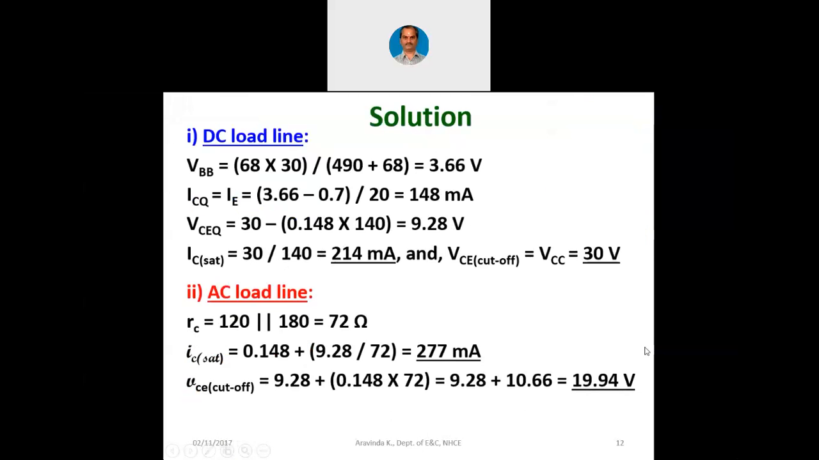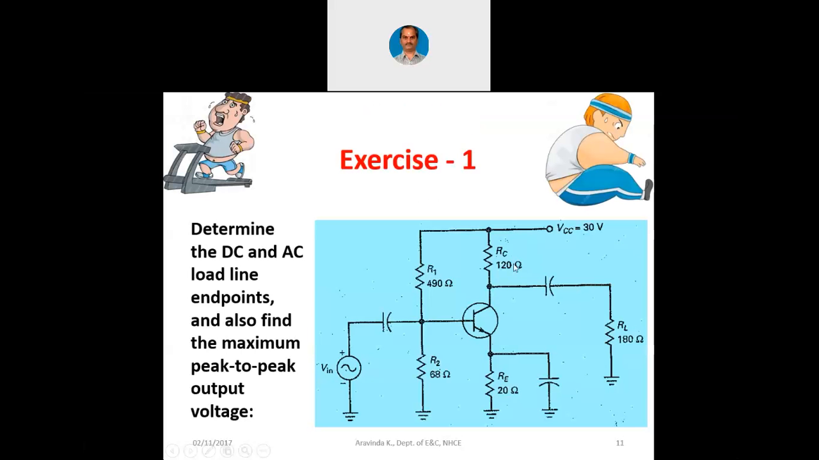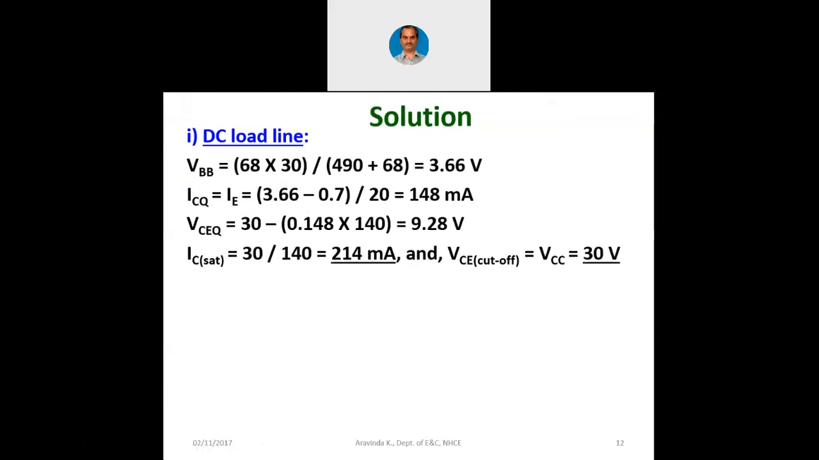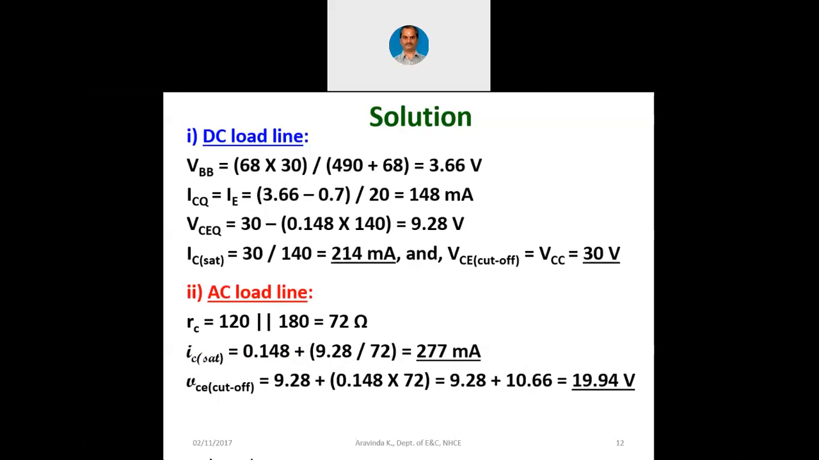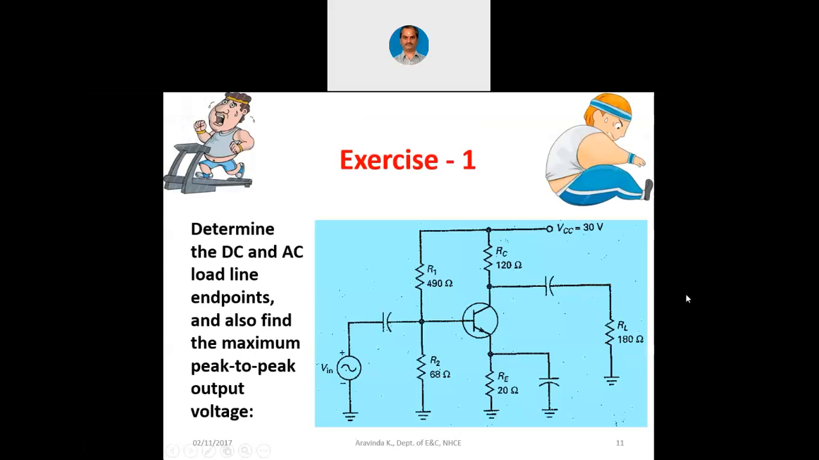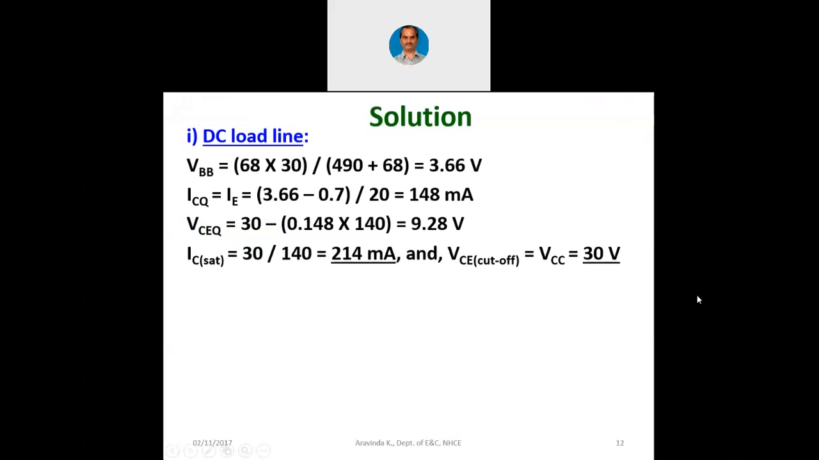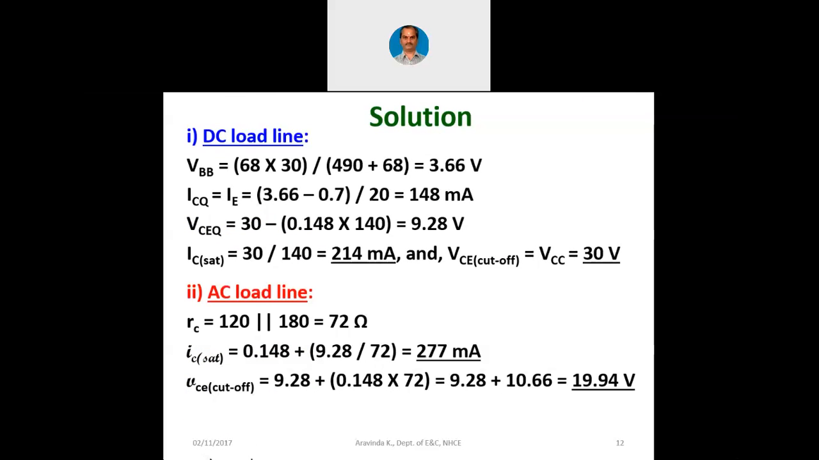Is RL 180 ohms, or is RL parallel with 120 ohms? As far as AC analysis is concerned, 180 ohms and 120 ohms are in parallel. So remember this exercise: VCC 30 volts, RL 180, RC 120, and we have found out ICQ, that is 148 milliampere. And we have drawn the AC load line here.